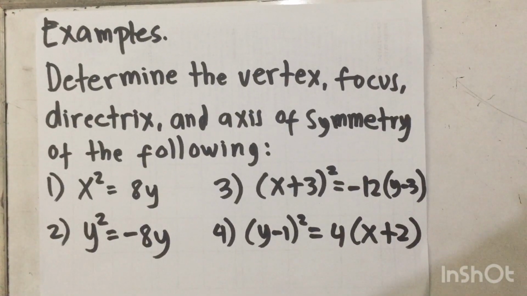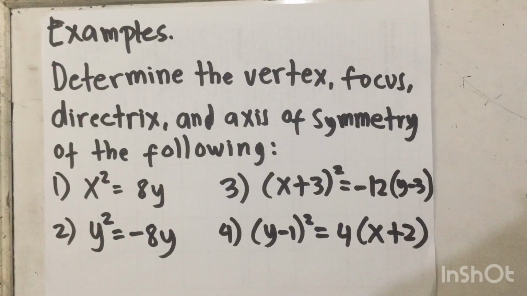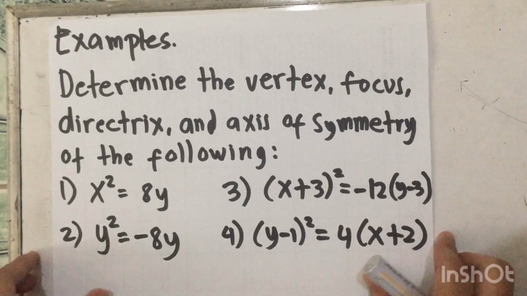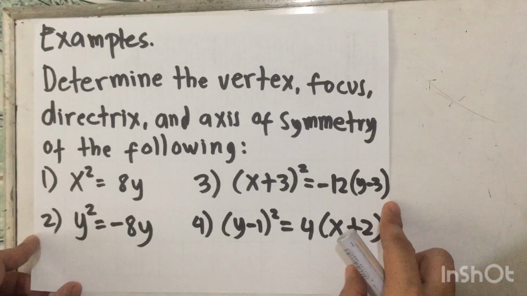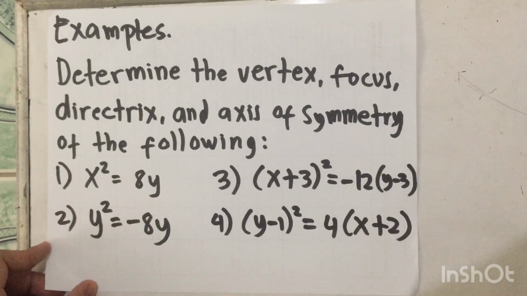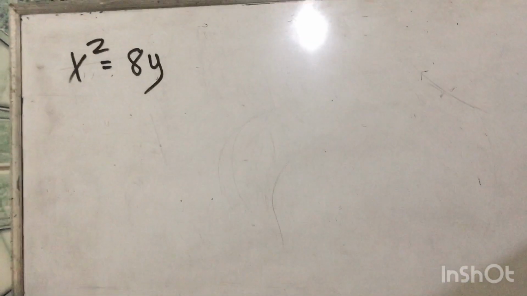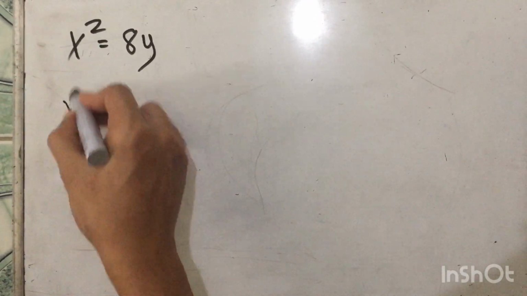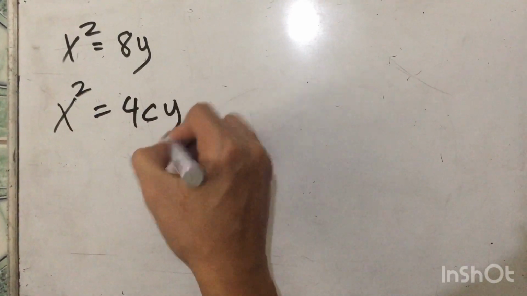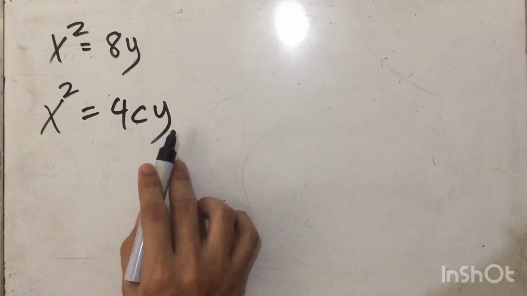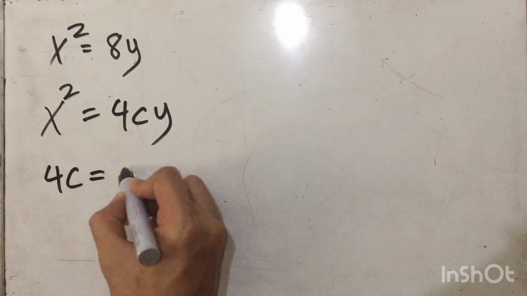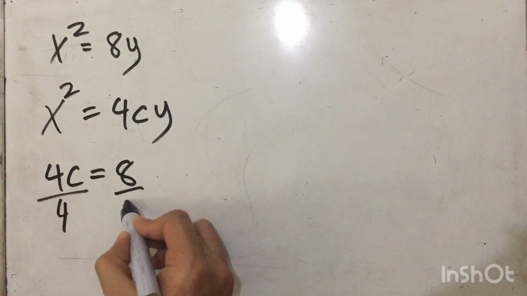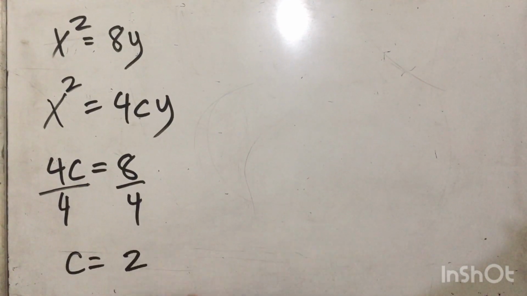Examples: determine the vertex, focus, directrix, and the axis of symmetry of the following. Number 1: x squared equals 8y. So let's try to solve. One of the best ways to solve this problem is to graph the given equation. This equation is written in standard form, particularly x squared equals 4cy, that is, it opens upward. So in our example, 4c equals 8. We have to solve for c by dividing both sides of the equation by 4. That means c equals 2.